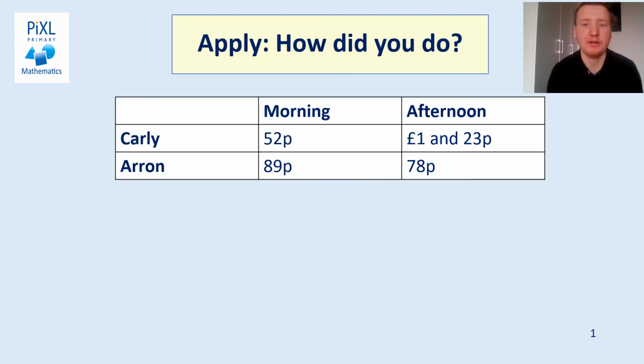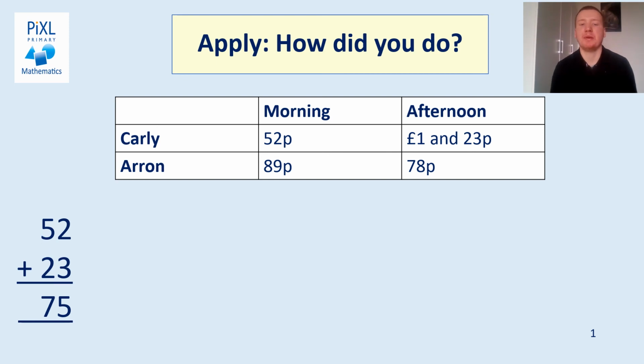So how did we do? Let's talk through it together so that you understand, if you did get this wrong or you struggled with it, how Mr. Craig would work it out as a mathematician. Let's start off with Carly. So Carly got paid 52p in the morning and £1.23 in the afternoon.